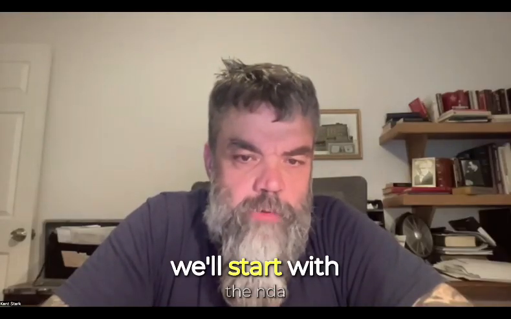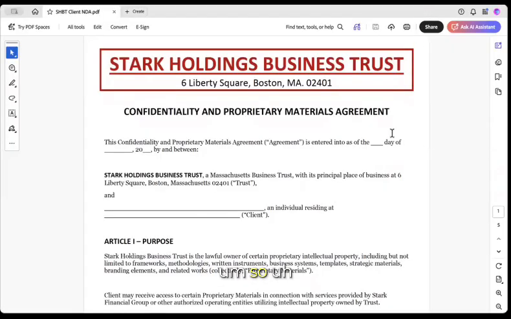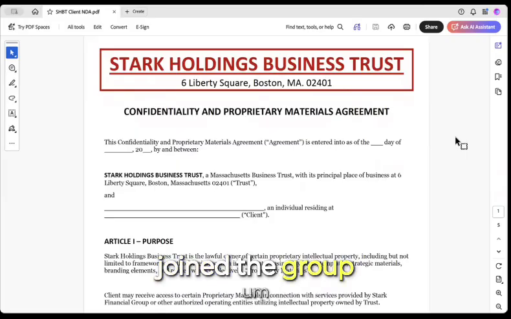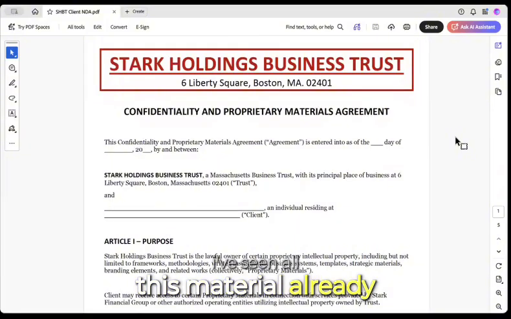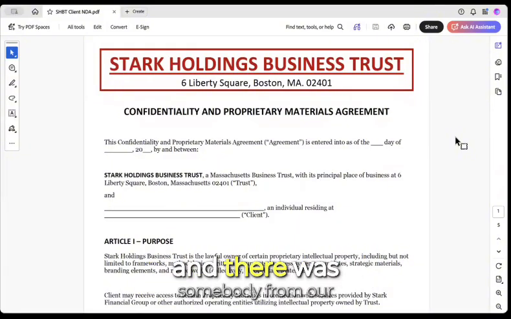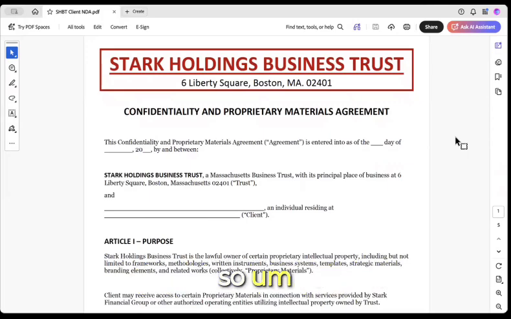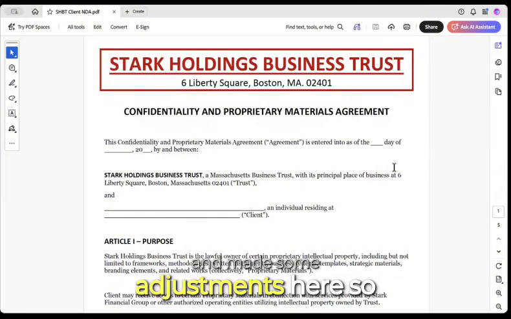We'll start with the NDA. Basically where this came out of is that somebody that has recently joined the group came in and paid his fee and then said, "Well, I've seen all this material already." He apparently was in another group and somebody from our group was sharing everything. So I locked everything down and made some adjustments here.